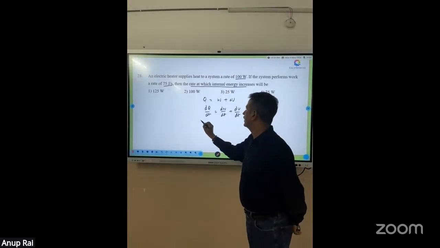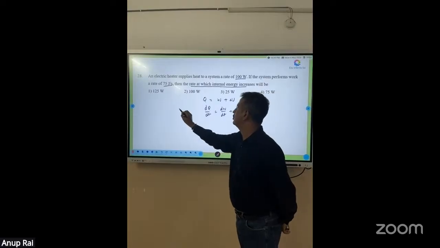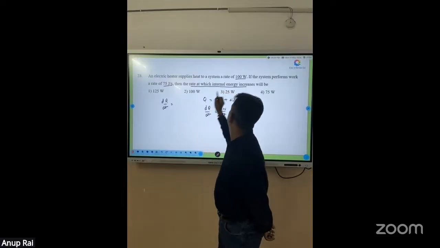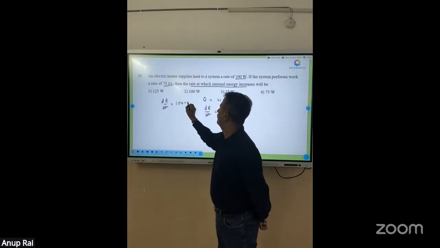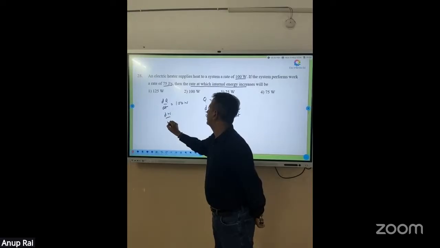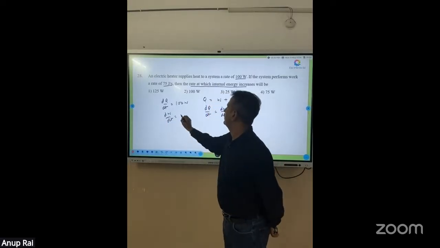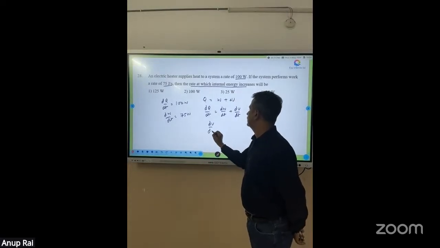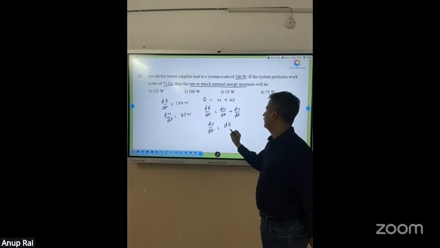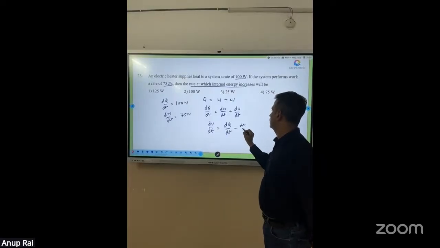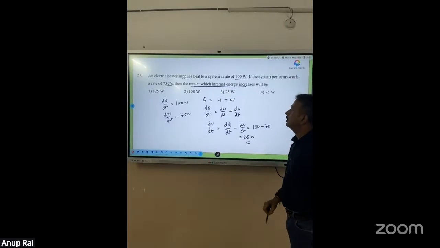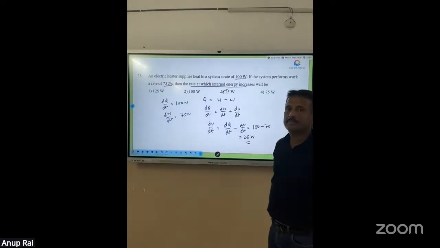So what are the inputs given? dQ/dt is given as 100 watt. This is the heat supply rate. And the rate of work done is given as 75. So you can calculate dU/dt is equal to 100 minus 75, which is 25 watt. That will be the answer.